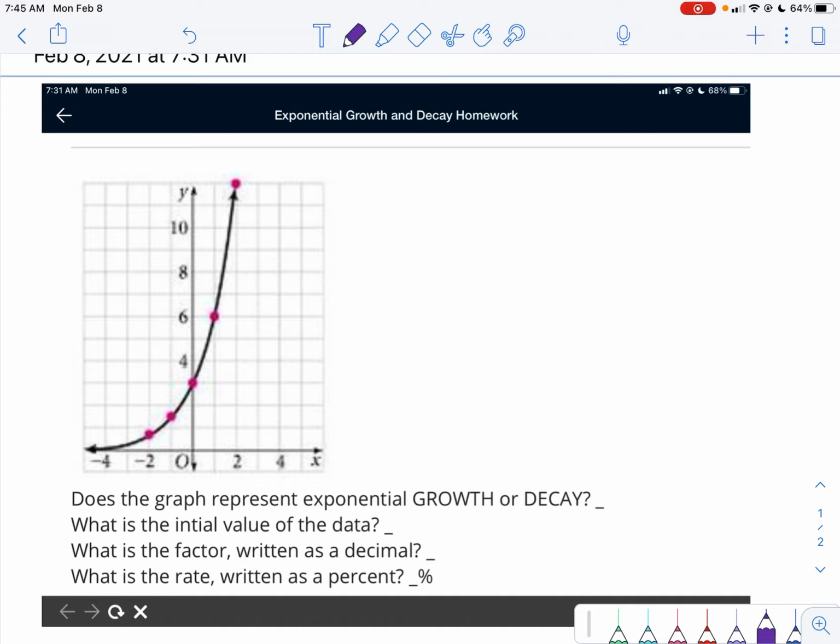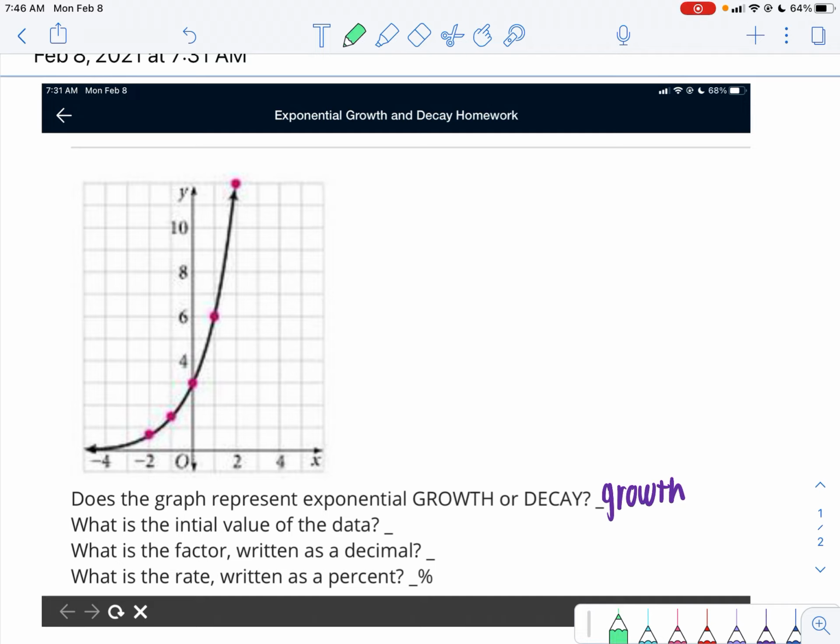So the first thing we're going to do is figure out if we have a growth or decay. Well, if we look at what's happening to y as x increases, so does y, which means we have a growth. This graph is increasing. Okay, now we need to figure out the equation of this graph.